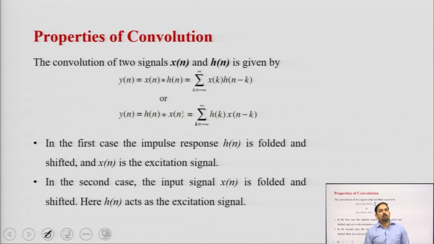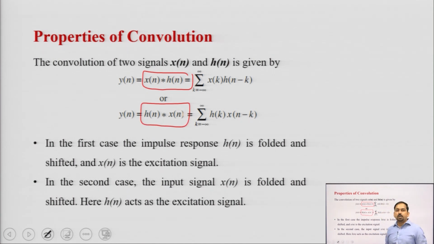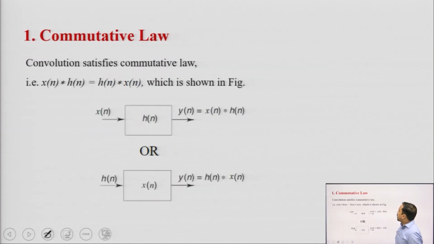Now, we are starting the properties of convolution. We can write x of n convolution with h of n, or we can write h of n convolution with x of n, meaning we can interchange x of n and h of n. This law is called the commutative law.